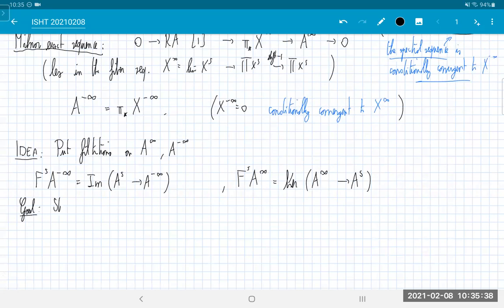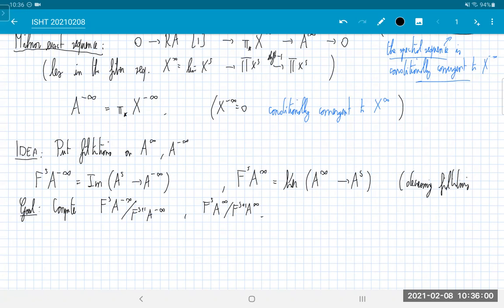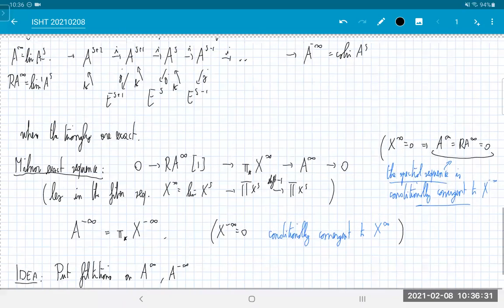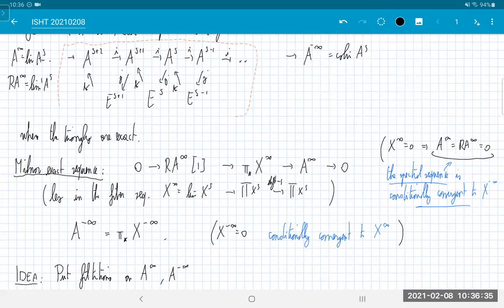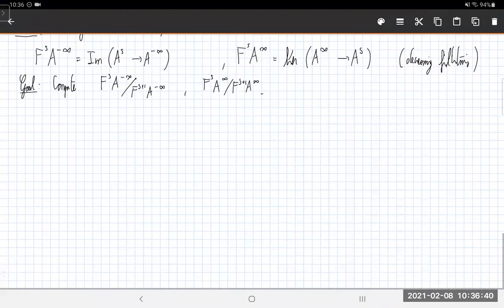And the goal is to study, or rather compute, F^s A_infinity, the associated graded of this. These are all decreasing filtrations. And we will give a description of these in terms of the E_s plus some additional data. Okay, and here comes the barrage of definitions. Actually, I think this will make more sense if I copy the exact couple so that you can see it here.